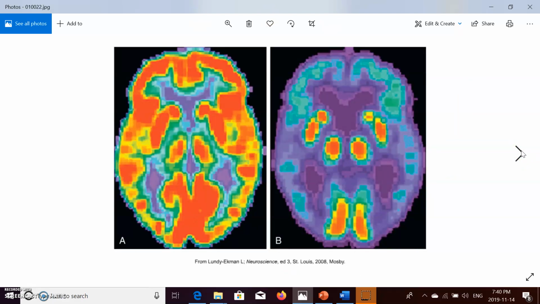This is just a diagram that you will find on page 372 of your textbook, and it's a normal brain of somebody on the A side, and the B side is a scan of what somebody's brain will look like as Alzheimer's disease progresses.